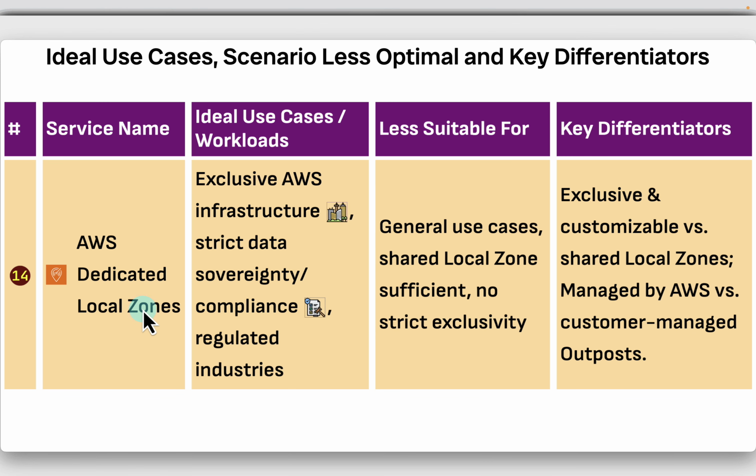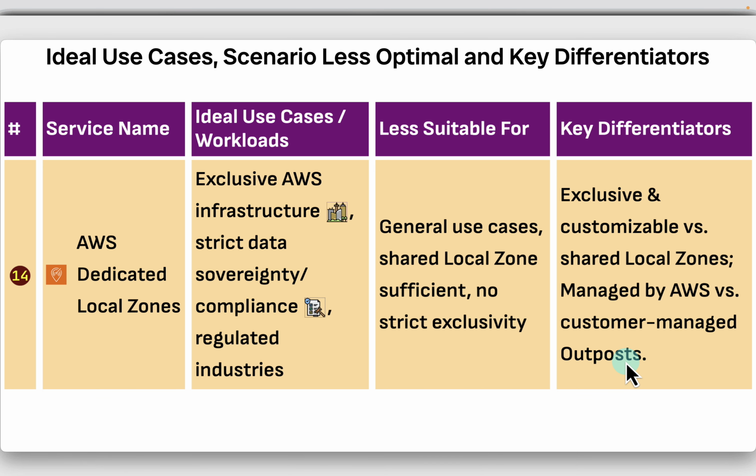Next, AWS Dedicated Local Zones. Ideal use cases are exclusive AWS infrastructure, strict data sovereignty, compliance, and regulated industries. It is less suitable for general use cases, when a shared Local Zone is sufficient, and when there is no strict exclusivity. Key differentiators: exclusive and customizable versus shared Local Zone, which was a previous service, and managed by AWS versus customer managed Outposts.